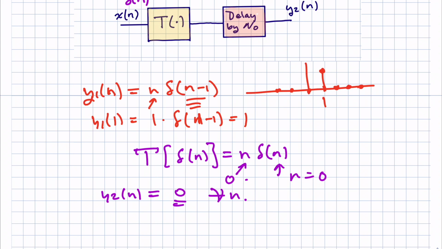Okay, so you have one case where y1 is delta of n minus 1, and the second case y2 is 0. So clearly y1 of n is not equal to y2 of n. It only takes one case to prove that this is not a time invariant system.